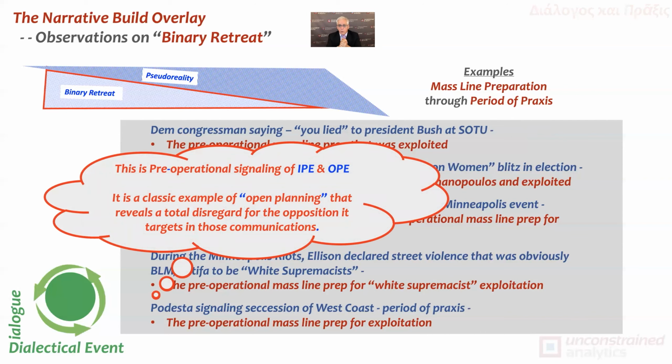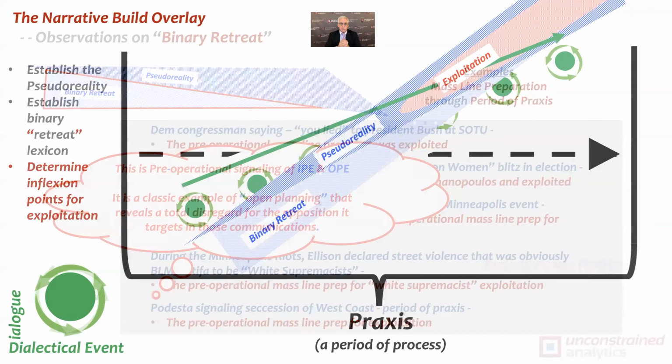In the world of political warfare analysis and preparation to do this, this is pre-operational signaling of IPE and OPE, intelligence preparation of the environment and operational preparation of the environment. It's a classic example of open planning that reveals a total disregard for the opposition. It targets, that would be us, the Republican leadership, in those communications. So, with that, I would like to point out that this total lack of regard and open planning can go all the way back to the 1999 thesis by the two Chinese colonels at the Chinese War College called Unrestricted Warfare. They've been openly saying this for a long time, knowing that we would not rise to the occasion.